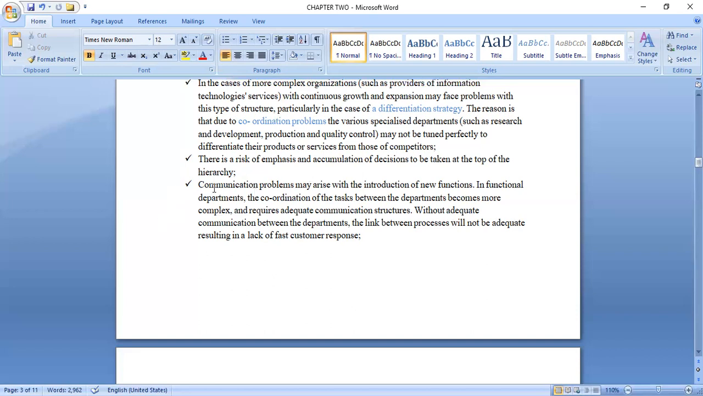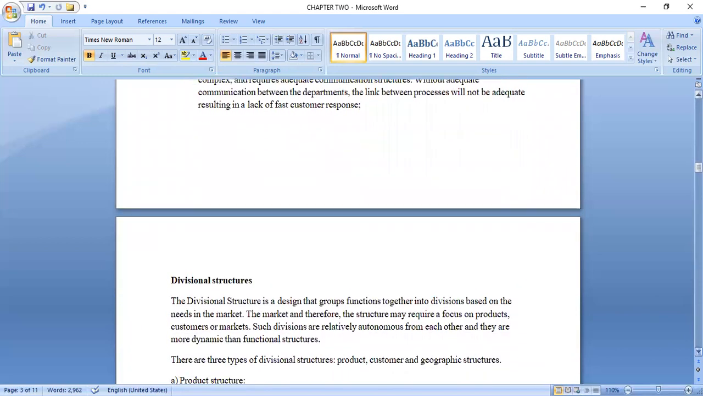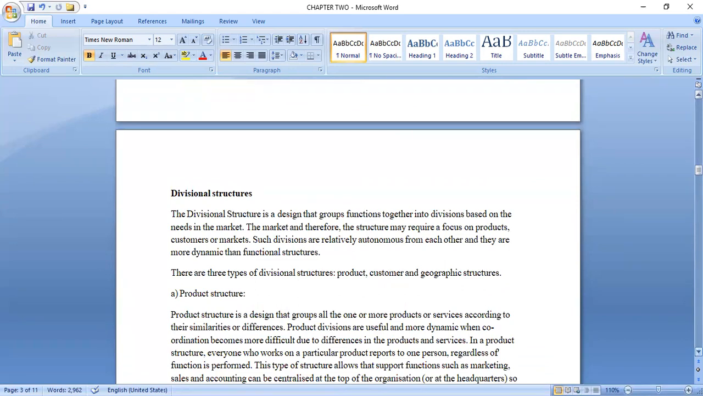Then still for functional organization structures, the problem arises when new functions come in. Of course, as we've already seen, it only applies for small organizations. So in scenarios where new functions are coming in and therefore new departments, it ceases to be effective, right? So that was functional organization structures.